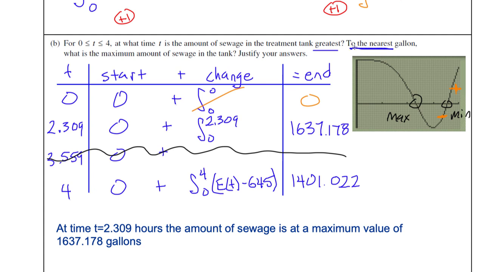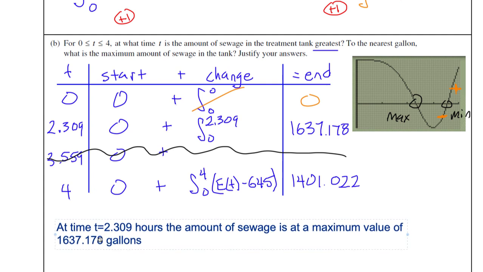to the nearest gallon, and I wrote 1,637.178, and I did not round. So if it tells you to round and you don't round, you lose a point.